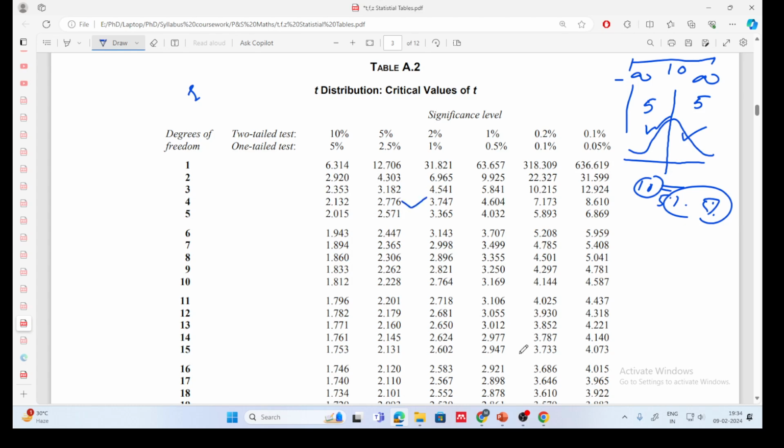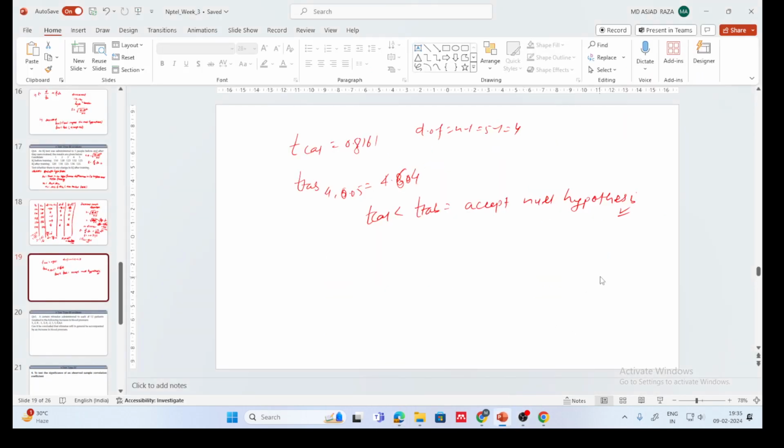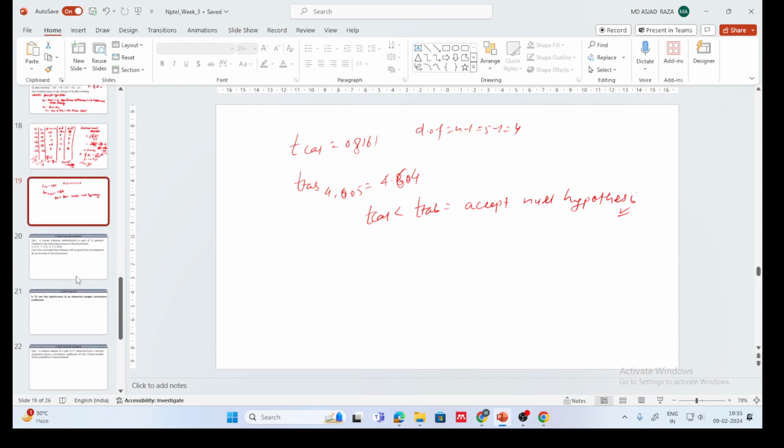I think I have to see the question in the books. I think I have made a note, but it's missing. So both are correct only. We only need to understand the concept that the values are coming more or less, so accordingly we have to accept or reject.